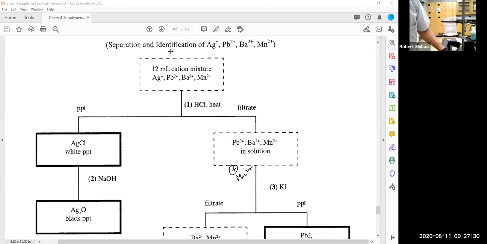But I'm going to use a clay triangle to try to raise it up a little bit. Still a little bit too low. And so let me grab a couple more.